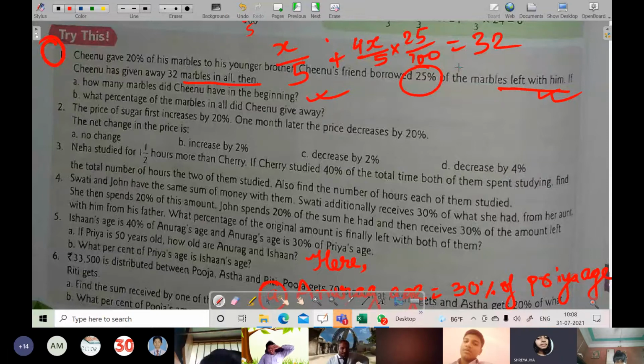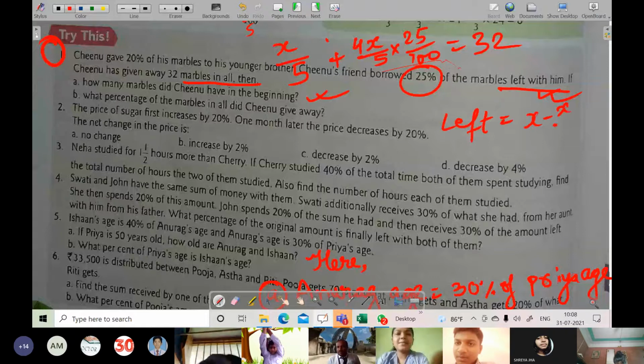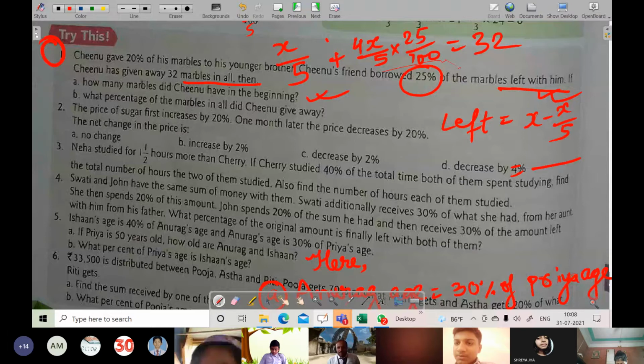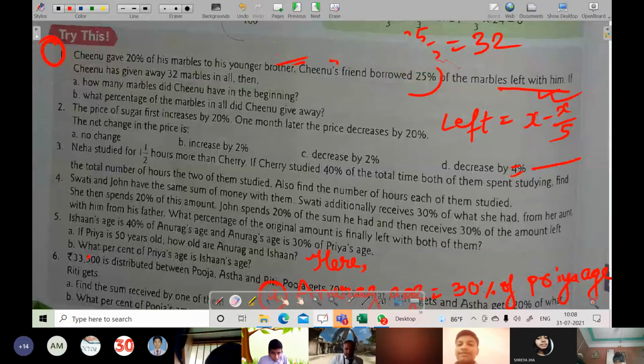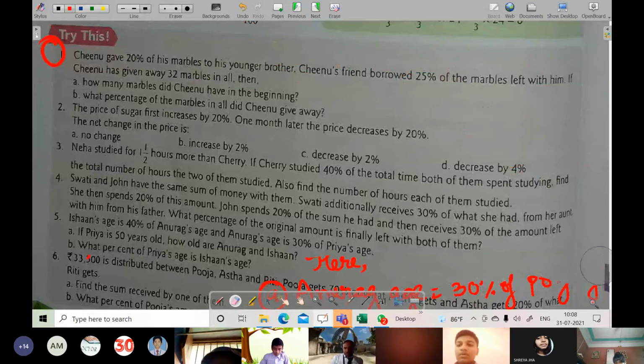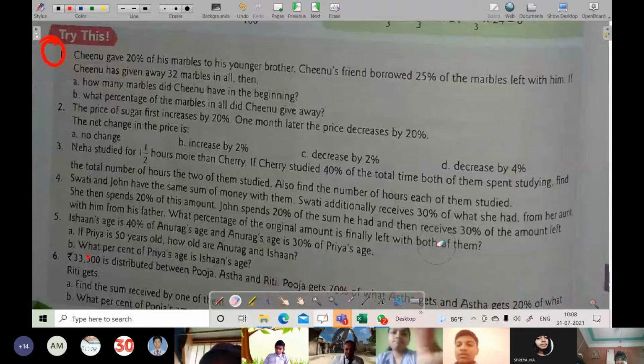So can you explain once how you got 4x by 5? 4x by 5 is the left one. If x by 5 he has given, then the left one will become x minus x by 5. Okay. Should I write it in a process, or should I explain in process? Sir, solve it once on the board, sir. I don't understand. Okay, so now I am solving in process.